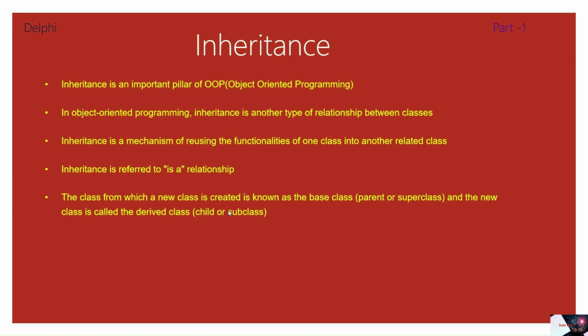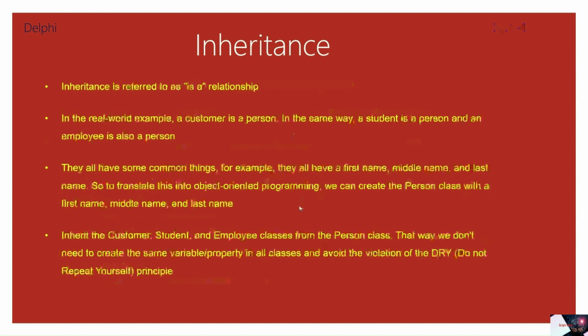The class from which a new class is created is known as the base class, also called the parent or superclass. The new class is called the derived class, also called the child class or subclass. So we know that inheritance is an "is-a" relationship.